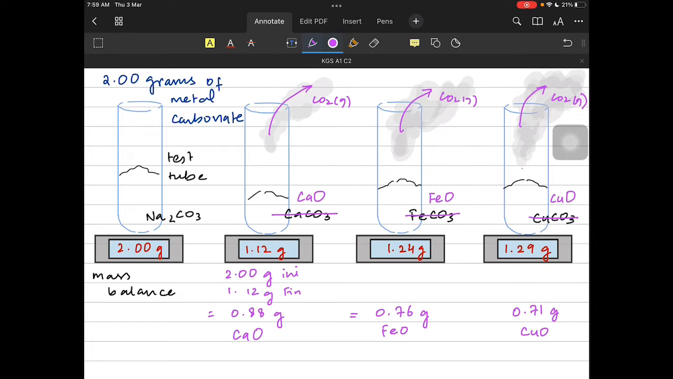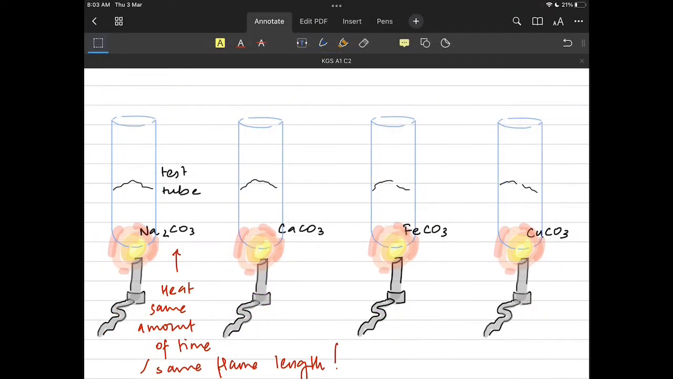Sodium carbonate, on the other hand, did not change at all, because sodium carbonate was very stable. So since sodium is higher in the reactivity series, it did not decompose. You did not receive any carbon dioxide gas coming out of the test tube. Calcium carbonate decomposition was slower, iron carbonate was faster, and copper carbonate's decomposition was the fastest.